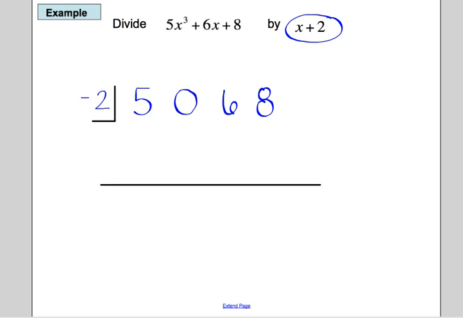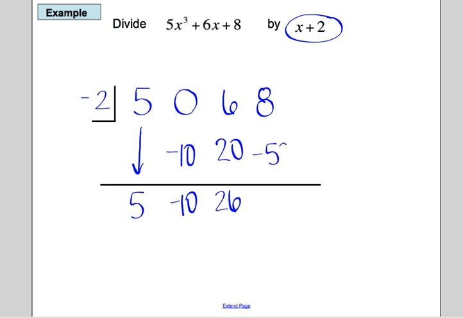Now we're just going to go through and use our synthetic division. So we drop the 5 and multiply, add, multiply, add, multiply, and then we need to add again. And we get negative 44 as our remainder.